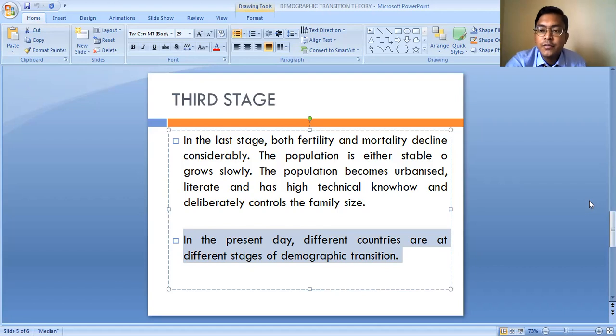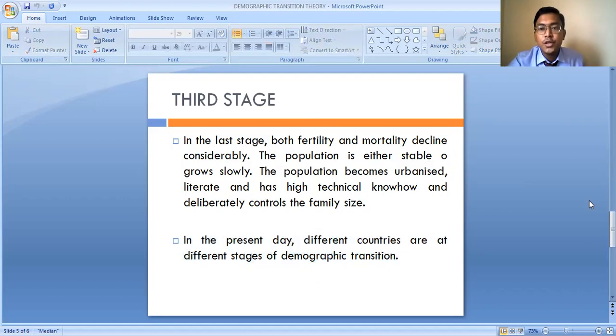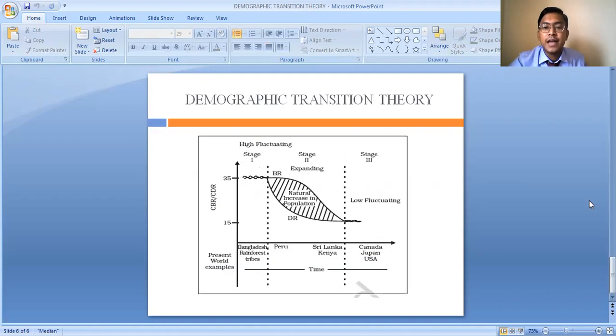Many of the Southeast Asian nations and many of the African nations are in the first and second stage of demographic transition, whereas many of the European nations have reached the third stage. This theory of demographic transition can be better explained with the help of a diagram. This diagram helps in explaining the demographic transition theory in a better way.